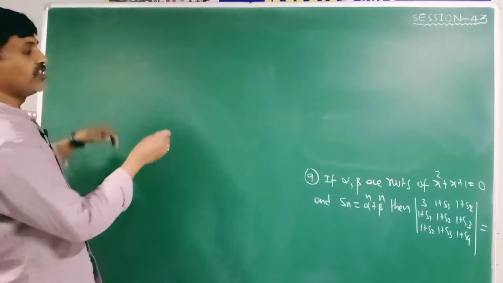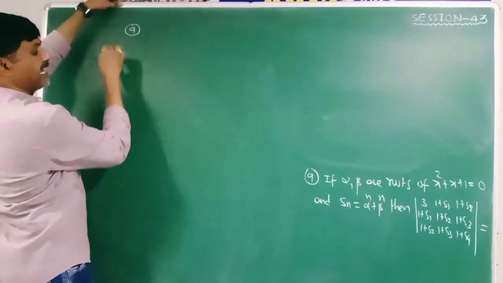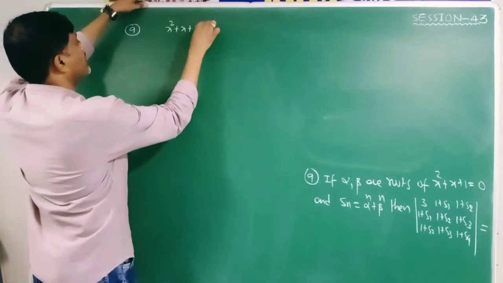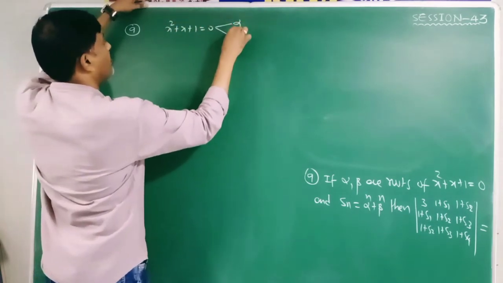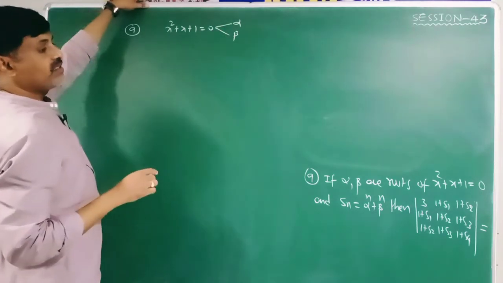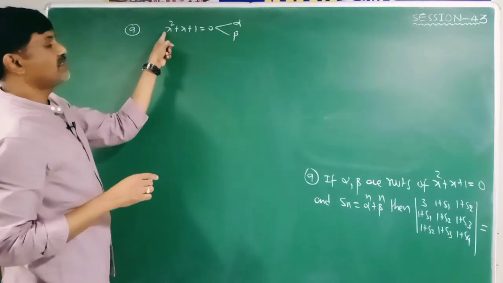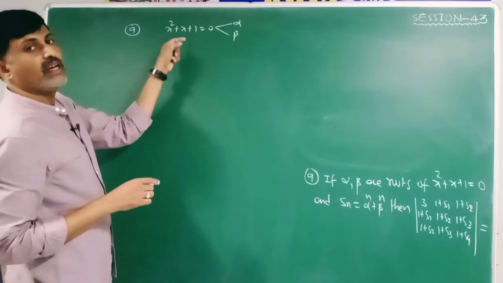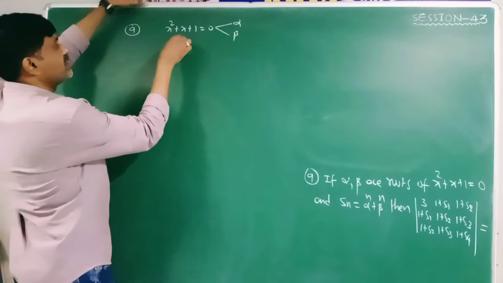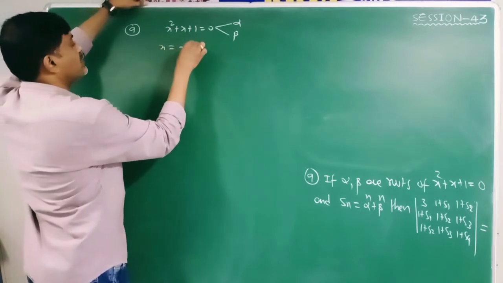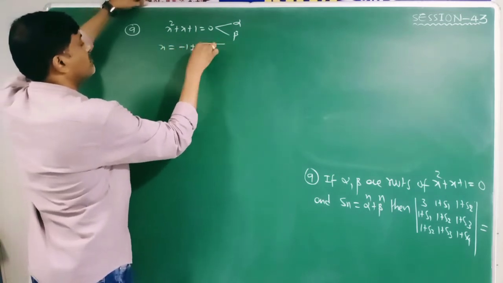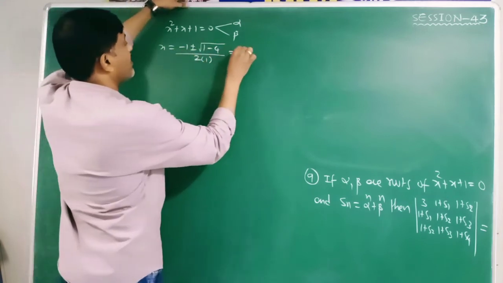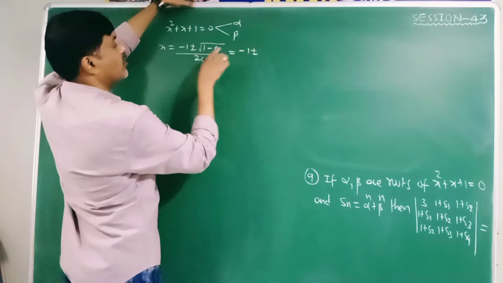Okay students, move on to the next question, which is the 9th one. If alpha, beta are roots of x square plus x plus 1 is equal to 0, whose roots are what? Alpha, beta. Yes, now we can solve, because the roots of this equation are very clear. Imaginary roots we are getting, one is omega, the other is omega square. x is equal to minus b plus or minus under root of b square minus 4ac by 2 times a. This is clear. Minus 1 plus or minus root over minus 3.